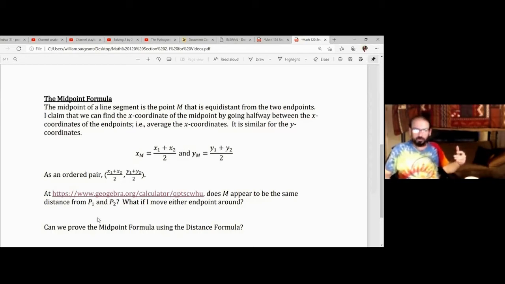The claim is that we could go halfway in between in the horizontal direction, which would be the same as averaging the endpoints' x coordinates, and then vertically also go halfway in between, average the y coordinates of the endpoints, and take those results, make them the x and y coordinates of the midpoint respectively. That's supposed to be the point that is the same distance away from either endpoint.